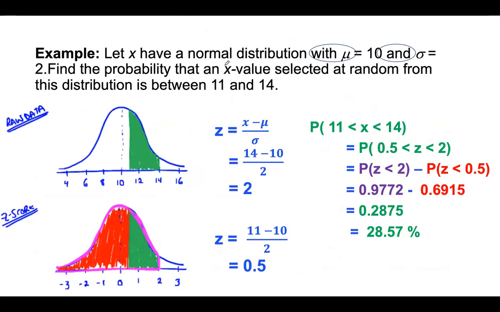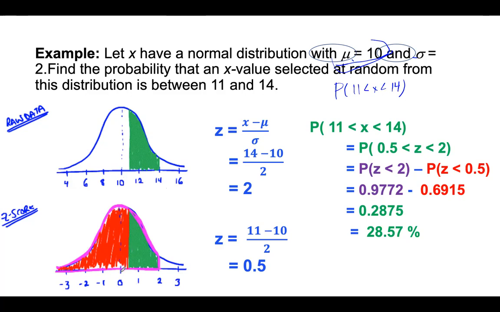So another example. Let X have a normal distribution with a mean of 10 and a standard deviation of 2. Find the probability that an X value selected at random from the distribution is between 11 and 14. So find the probability of 11 is less than X is less than 14. We know that the mean here is 10, so 10 is in the center, with a standard deviation of 2. So we can add 10, 12, 14, 16, 8, 6, 4.